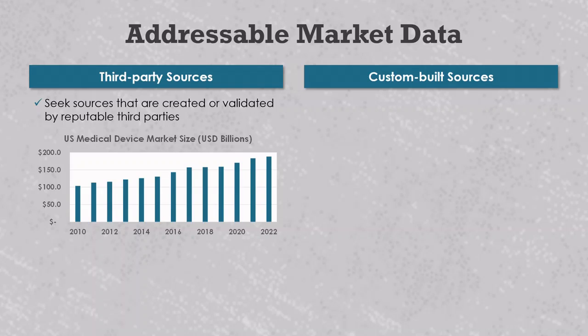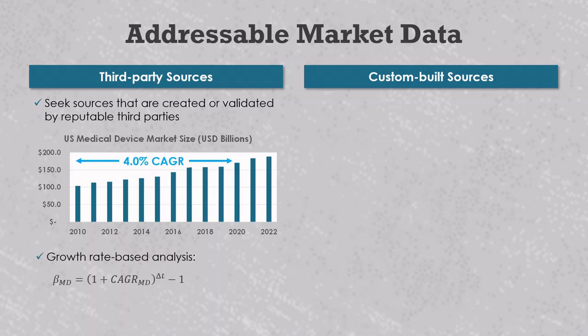That way you can use the same addressable market datasets for future deals as you do for your historical deals. Now, quite often you won't get the addressable market in dollars for every quarter that you need, but the report will say something like, between the years 2010 and 2020, the medical device market grew at a compounded annual growth rate of 4%. We can also use this to calculate beta. It would be 1 plus the CAGR raised to the power of the holding period, minus 1. If the deal in question was held for 3.5 years, you would get a beta of 14.71%.